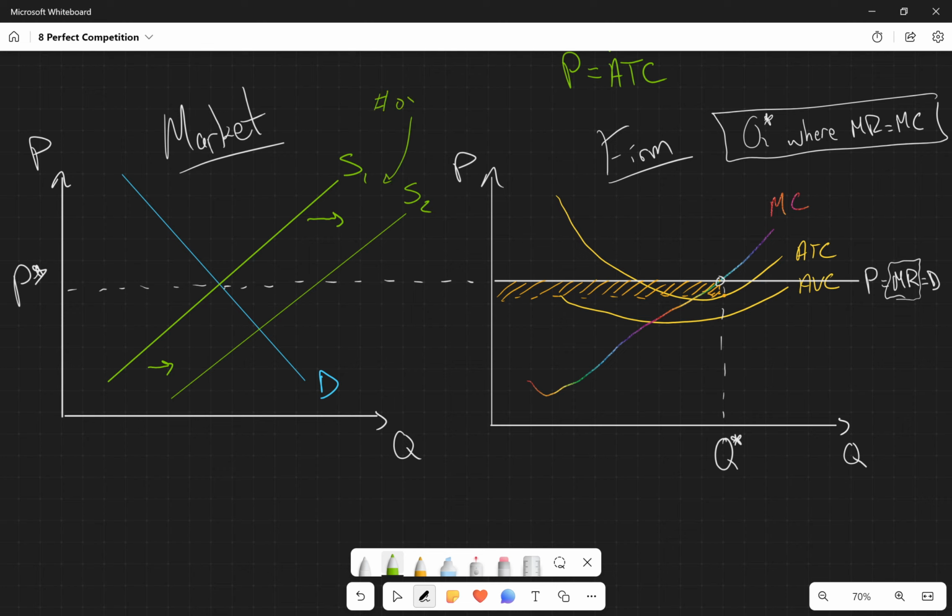Number of sellers. Remember, number of sellers was one of the determinants of supply. So if the number of sellers increases, the supply curve increases. When the supply curve increases, now we have a new equilibrium price, P double star. At this new equilibrium price, let's see what's going on here.